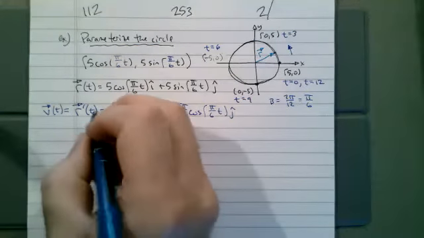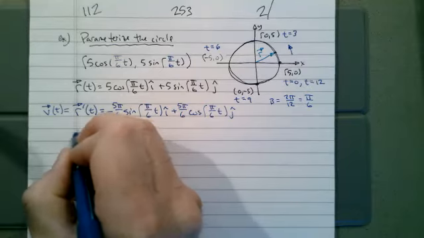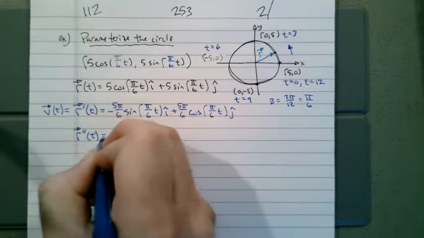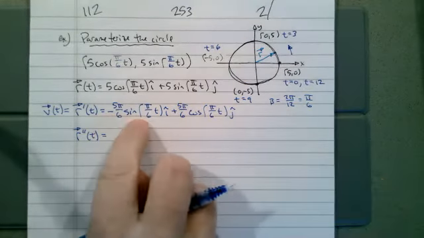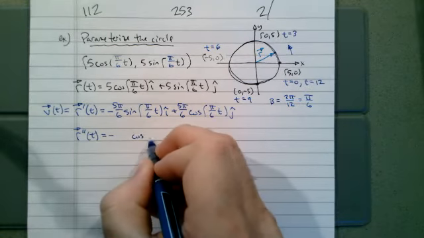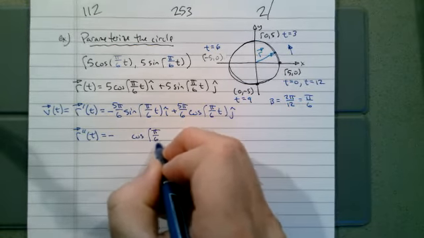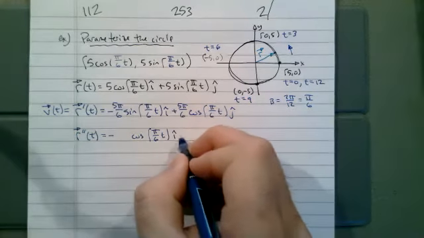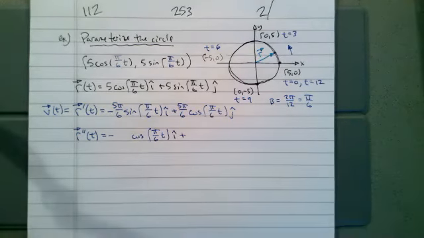So let's look at a second derivative. So the derivative of negative sine is going to be negative cosine of pi over 6 times t. And we'll have the derivative of cosine is going to be negative sine.